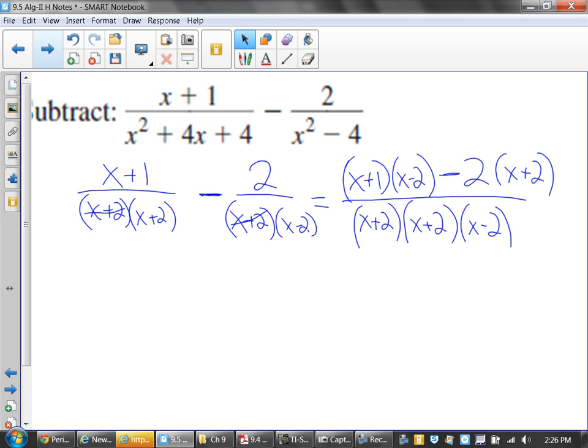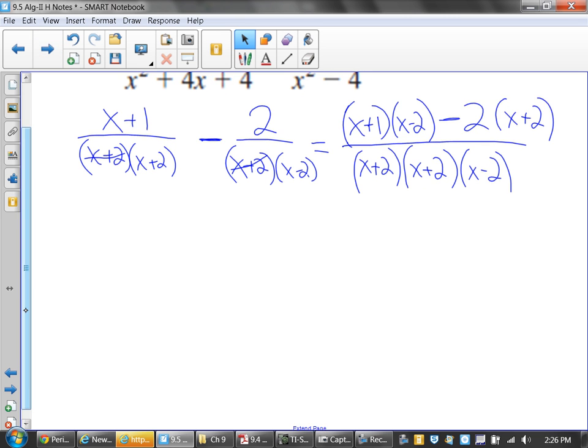So I wind up with x squared minus x minus 2. I just FOILed that first one. Distribute the second, I get minus 2x minus 4. So the string of my numerator will look like that. Combine the like terms.